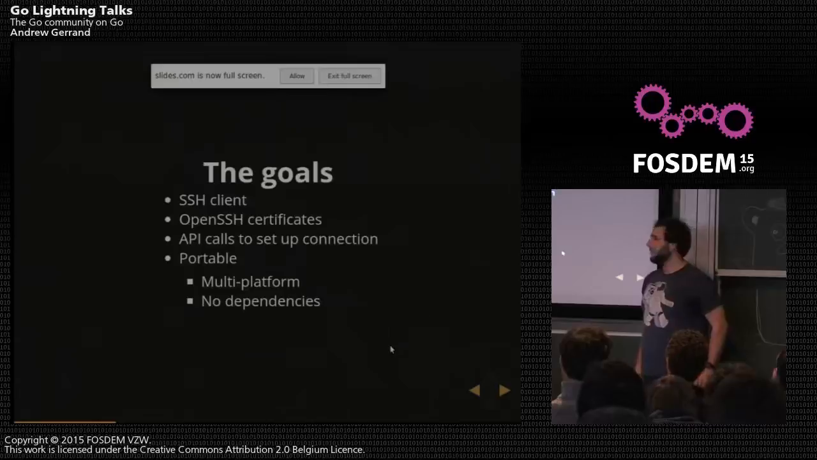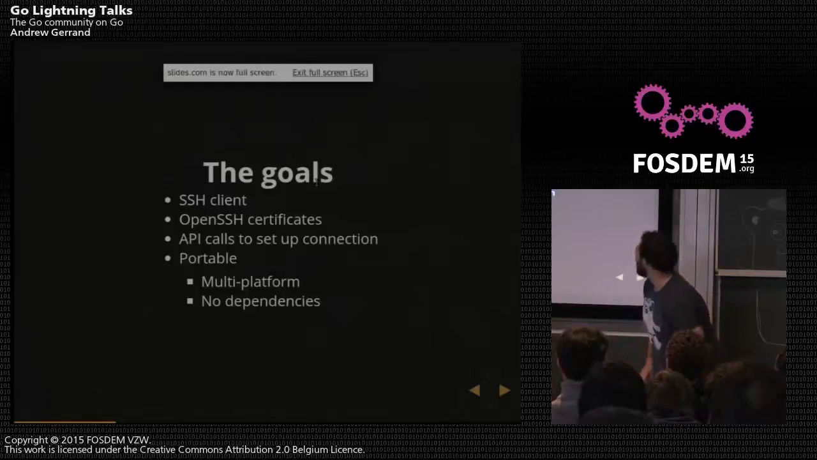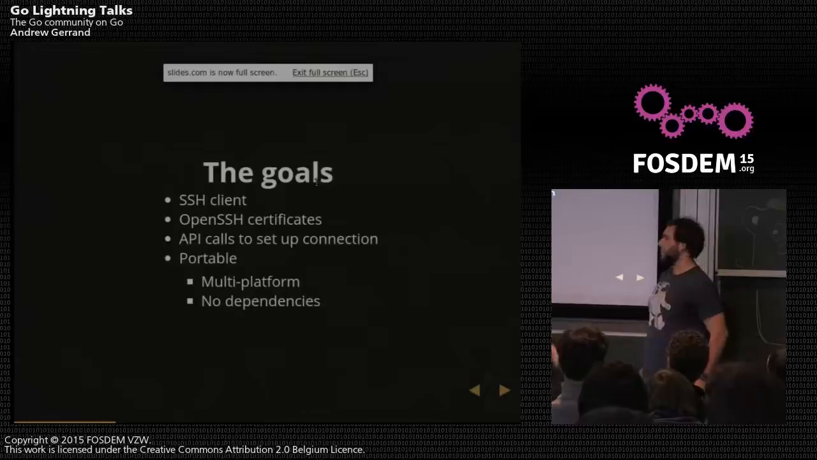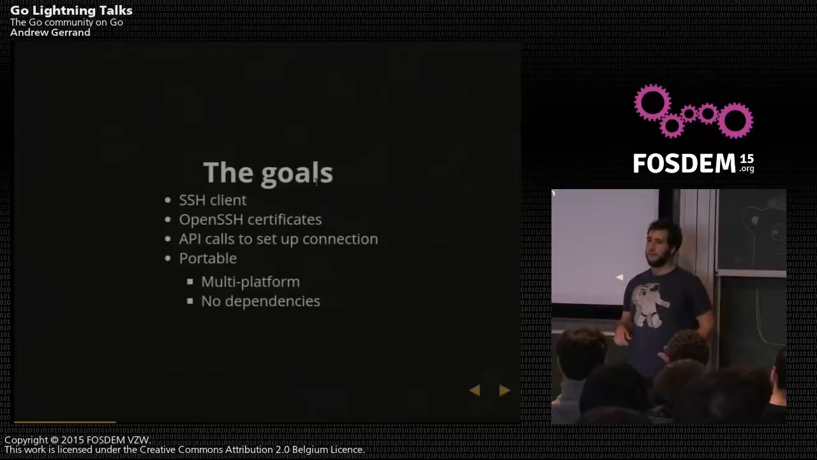There are a few problems with this. We need to support OpenSSH certificates. We need to do API calls to our backend, and it needs to be portable, so I want different users to use it. The main goal was to do Linux, because there's already a Windows GUI application that does this, and I don't want any dependencies, so that you can put the program to set up the SSH connection on a memory stick, plug it in, and just use it.